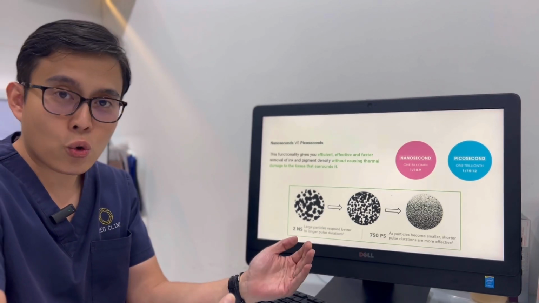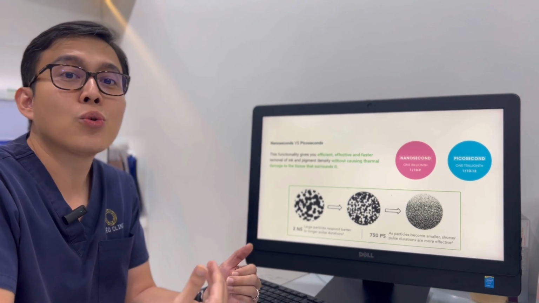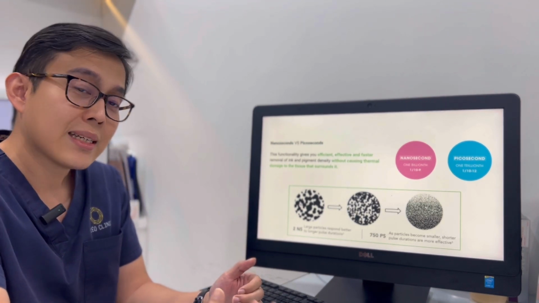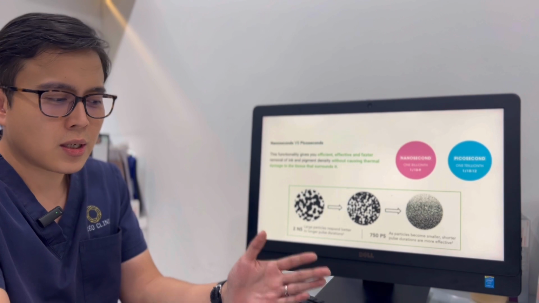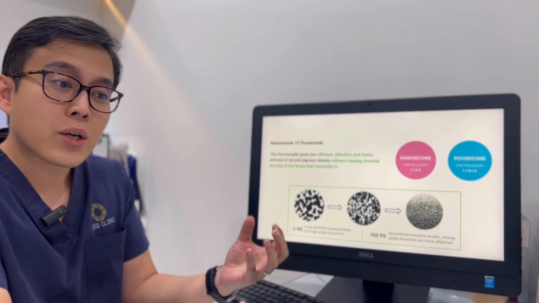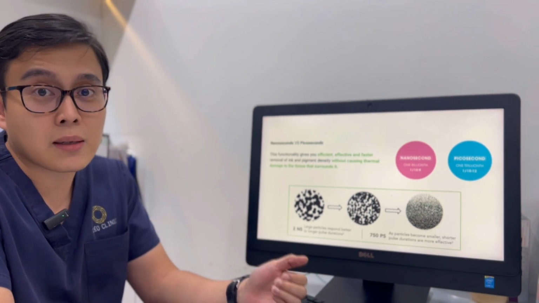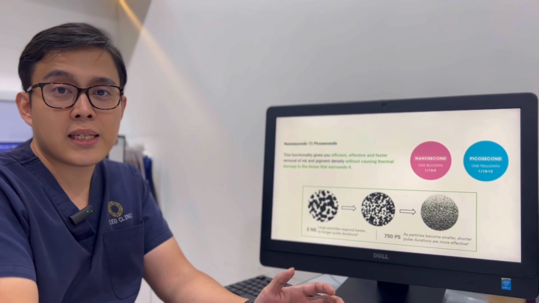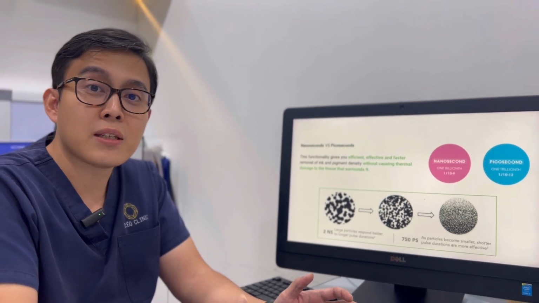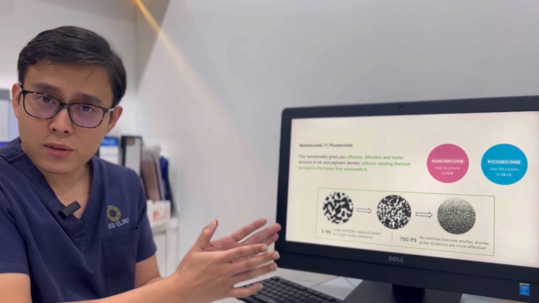So with Pico breaking it into even smaller particles, it's easier for the immune system to clear it from our skin. That is why in general, although there is a dispute about this, using Pico might require you to do a much lesser number of sessions to treat a certain pigmentation. Also, due to the speed, there is less heat dispersion, so you feel more comfortable with Pico compared to what you will feel with Nano. These are the few differences.